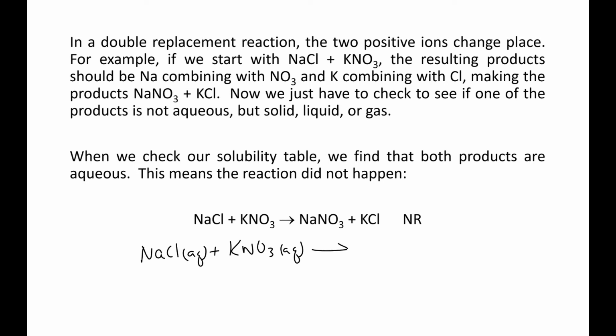Okay, so now our product, when we check the solubility table, we find out NaNO3. So you look under sodium and then nitrate, and you see this little AQ next to it. And same with if you go under potassium and chloride, you see a little AQ next to it. So this means since both products are aqueous, it didn't happen. They're just, all four ions are just kind of floating around in the water going, hey, how you doing? We're not going to do anything. So no reaction. So then you just put NR at the end of it.